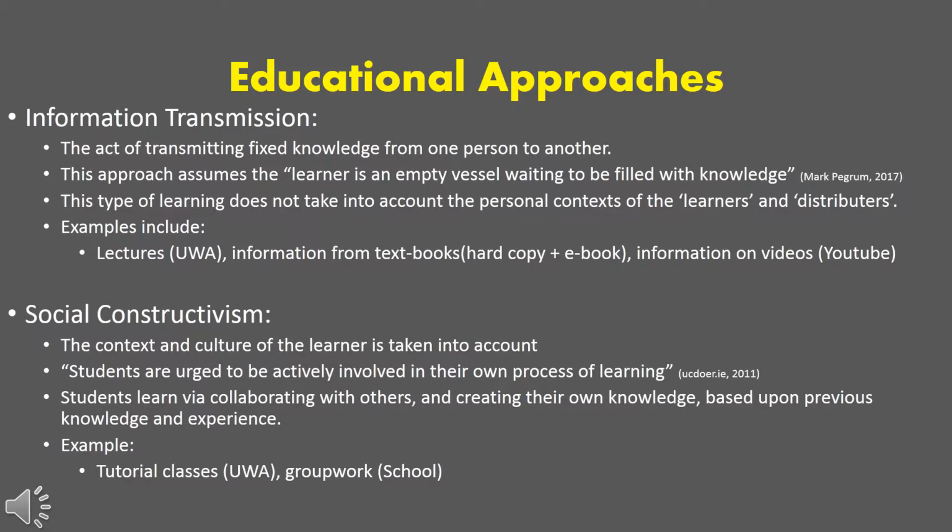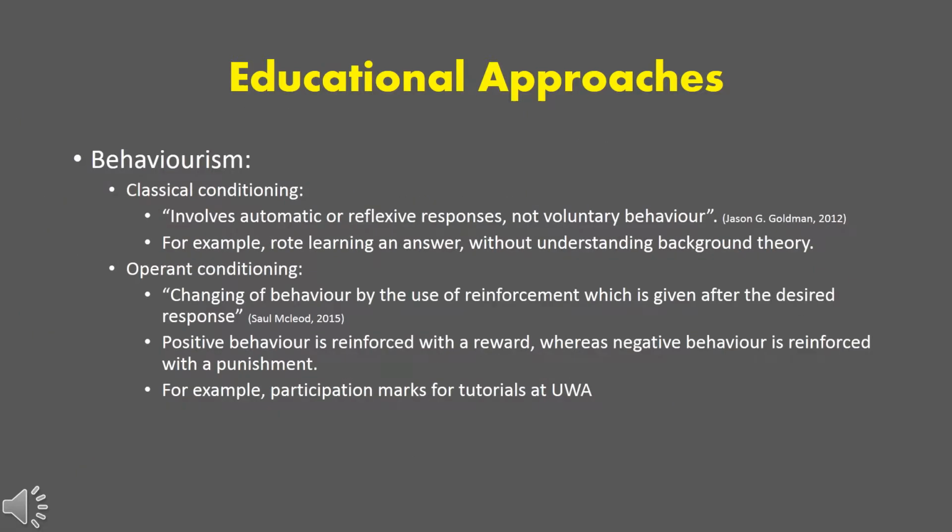Educational approaches are an important element of mobile learning. They explain the way in which a user can learn and receive information from mobile technology. Information transmission is the act of transmitting fixed knowledge from one person to another. For example, a lecture at university. Social constructivism allows students to learn via collaborating with others and creating their own knowledge based upon previous knowledge and experience. For example, a tutorial class at university.